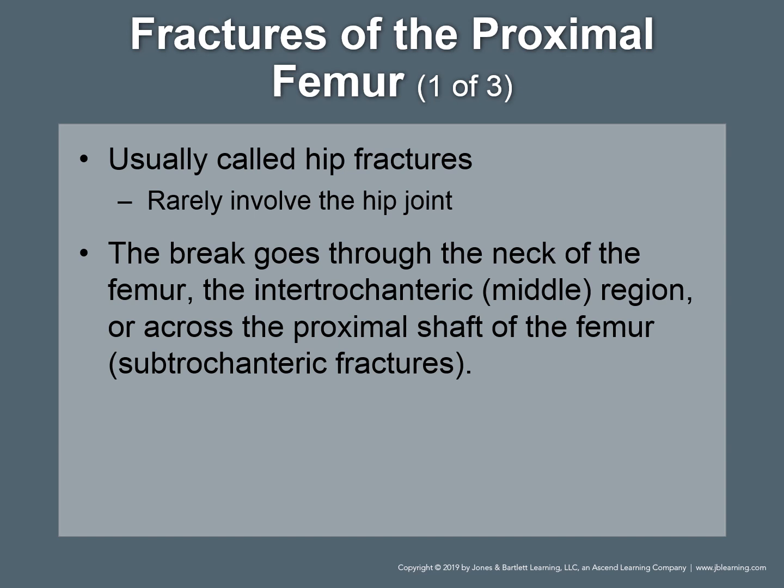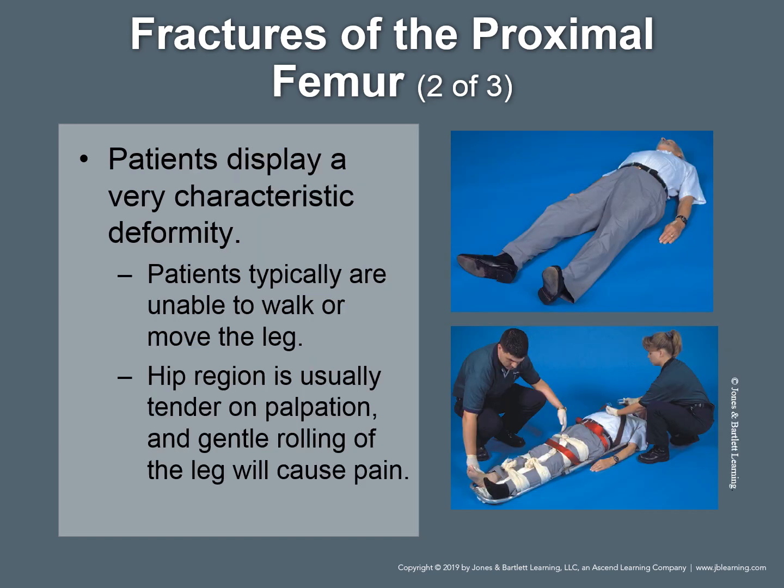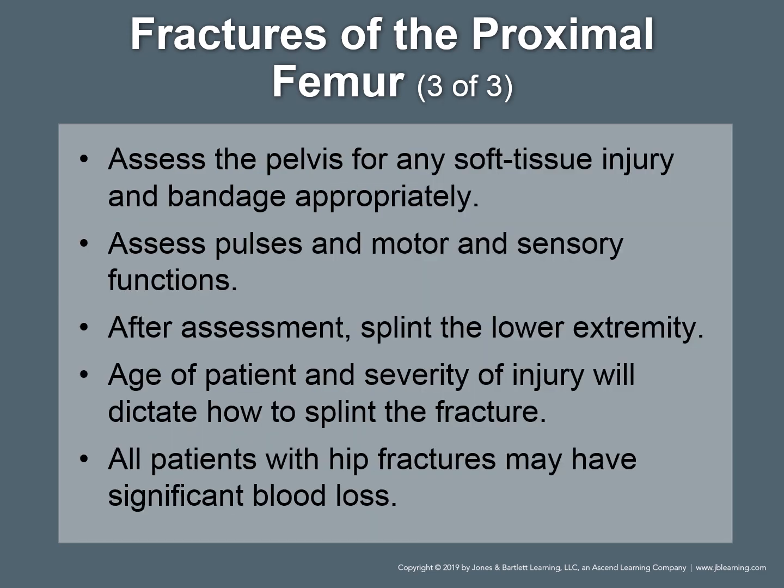Okay. Fractures to the proximal femur, the top of the big leg bone. We call those hip fractures, but they typically do not involve the hip. The break goes through the very top of that femur or the neck of the femur, and sometimes can be fairly severe. Patients display a very characteristic deformity. Patients are unable to walk, and the hip region is usually tender to palpation. And then again, you have that shortening and that outward rotation of the affected extremity.